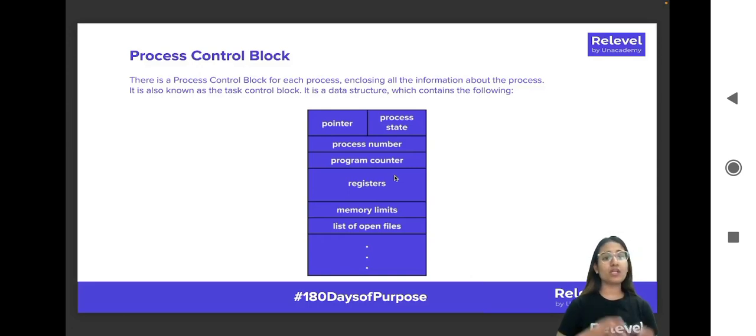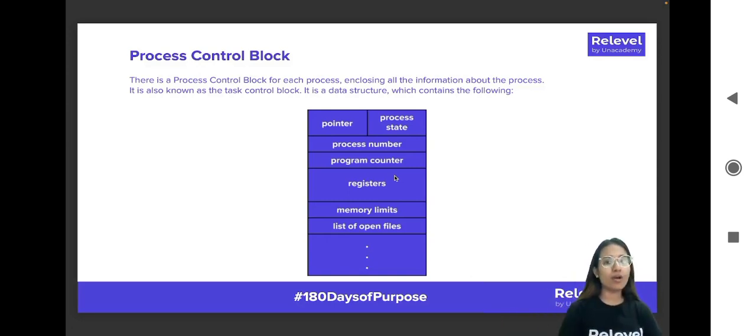So you can say that a process control block is basically a data structure that is maintained by the operating system for every process. So it's like a one-to-one mapping. For every process, you are going to have a process control block and the operating system maintains that process control block. A process control block basically keeps all the information that is required to keep track of the process.